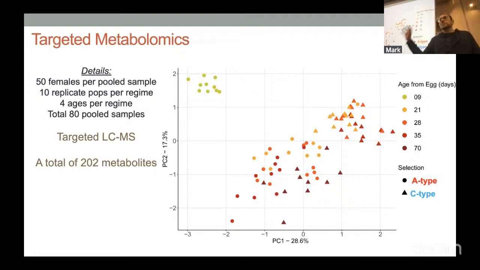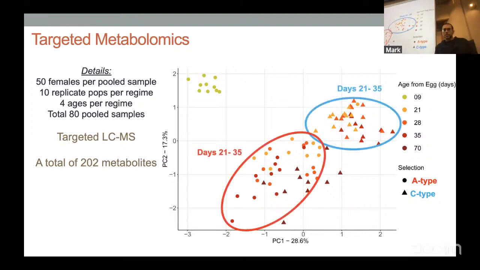Then we wanted to see how things are clustering here, right? There was some possibility nothing would cluster and the metabolome is not capturing the underlying physiology, and that would be bad. But we actually find some interesting patterns of clustering. If we look at the days that are overlapping between the two sets, 25 to 35, we do get distinct groups where these are all the C-type samples, and these are all the A-type samples.